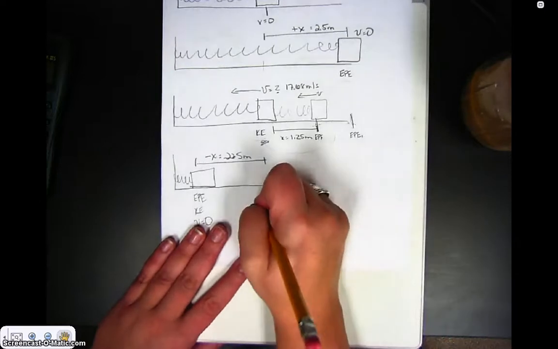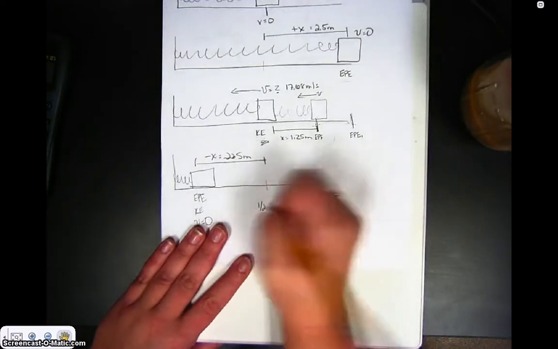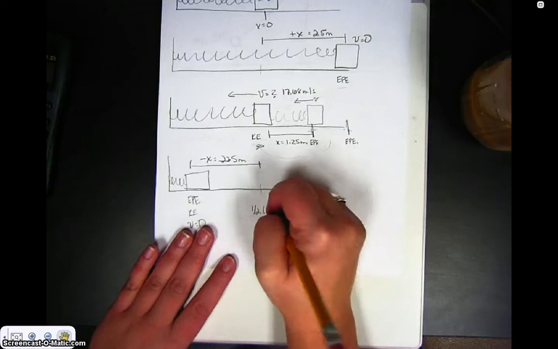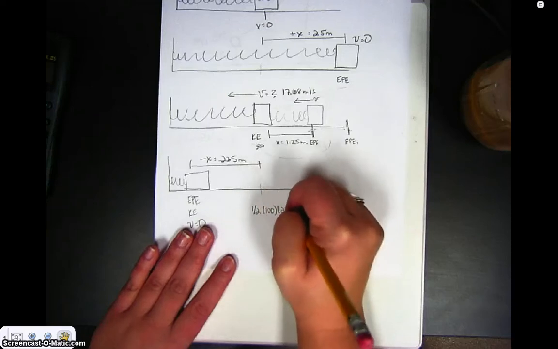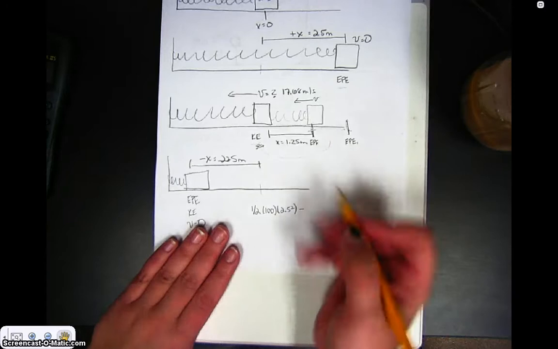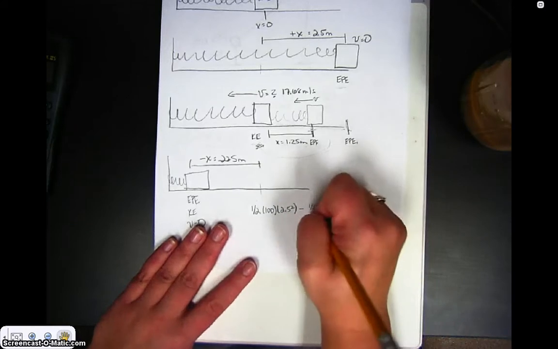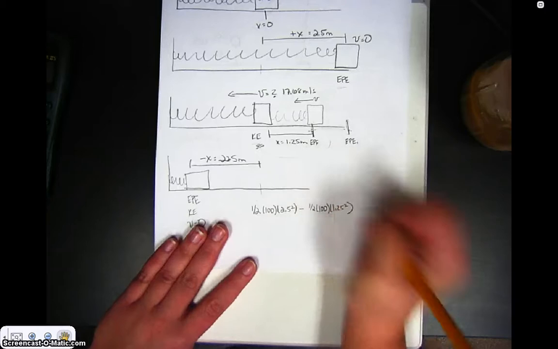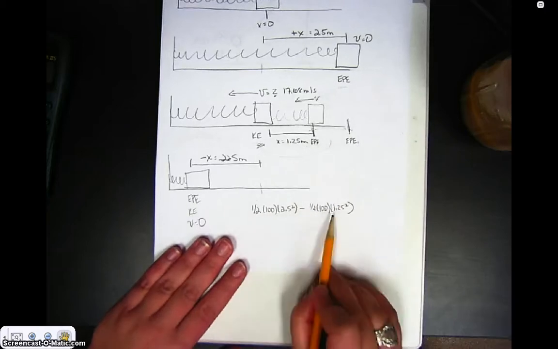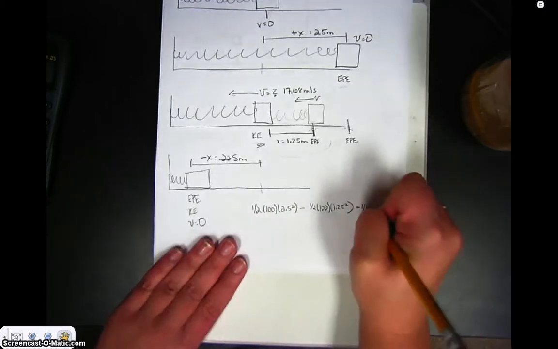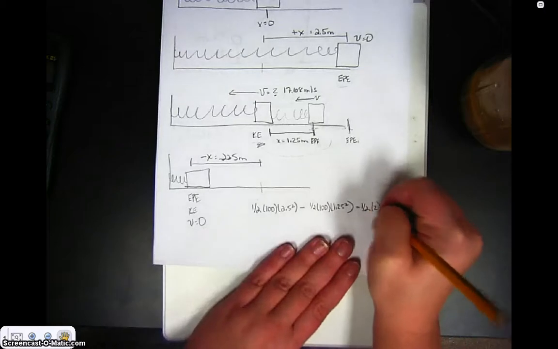So we'll just say the 1/2 kx squared at the beginning. So the 1/2 times 100 times 2.5 squared. And then we're going to subtract from it the elastic potential energy when we're here. So 1/2 times 100 times 1.25 squared. Okay? And that will give us the amount of energy that's lost by elastic potential energy and has now become kinetic energy. So 1/2 mv squared.